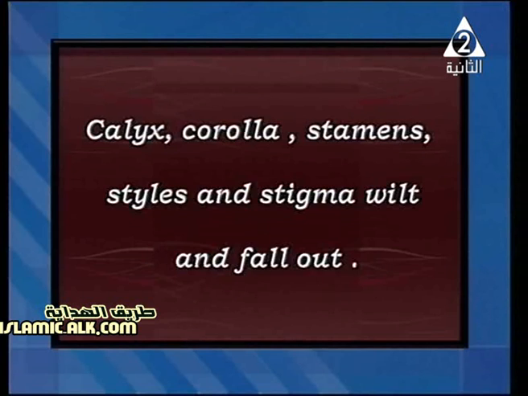While the calyx, corolla, stamens, style and stigma wilt, disappear, and fall out. But we have some exceptions here. Do you think that the calyx and corolla, in some types of plants, may or may not share in the reproduction or formation of seeds? Listen to know that.